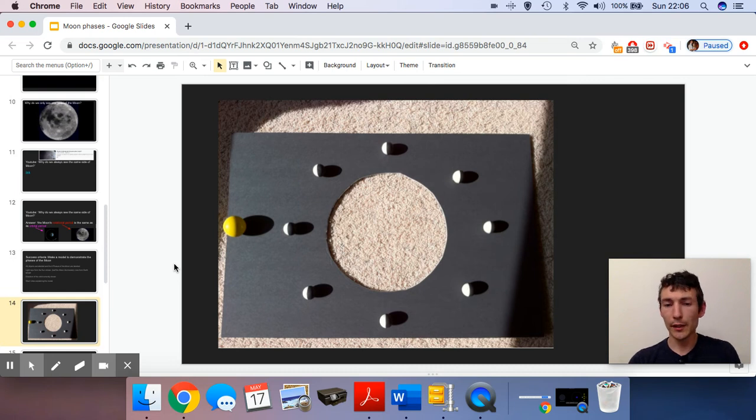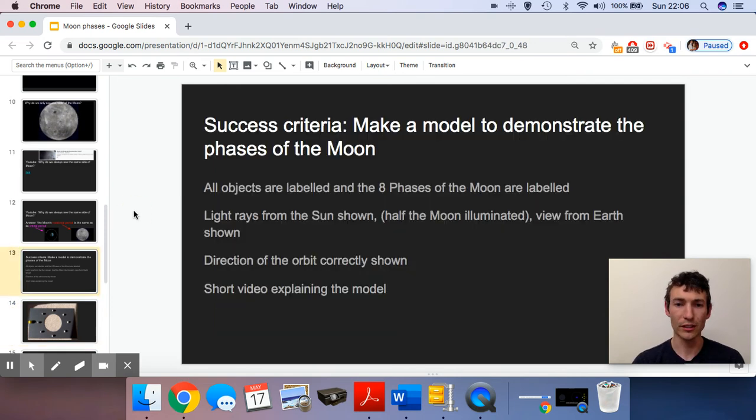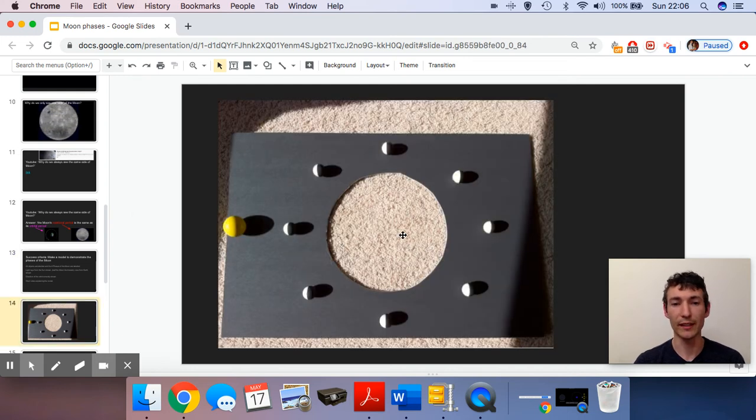Now, here are some models that I found online. This is a really interesting model. You stick your head in through here, and then you have a look at what you can see as you turn your head around. That's a really interesting way of doing it. I'd like to see some of them maybe. But if you look at your success criteria, there are some things missing. We don't have any labels. The direction of the sunlight is not there either. We also haven't shown the phases of the moon.